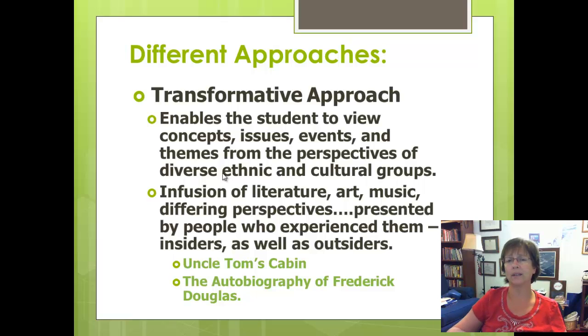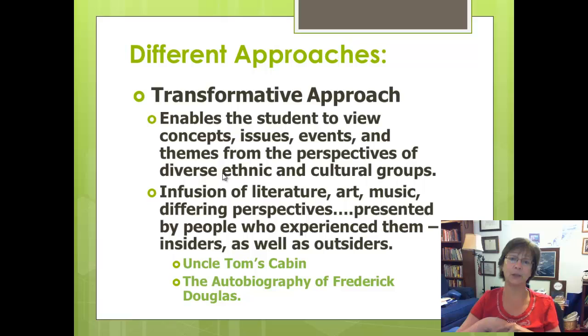The approach where Banks is really wanting us to go to is the transformative approach, and this is enabling students to view concepts, issues, events, and themes from the perspectives of diverse ethnic and cultural groups. And again, being very sensitive of who is making up your classroom. What are the cultural and ethnic and racial differences within your classroom, and how can you infuse that into your curriculum?